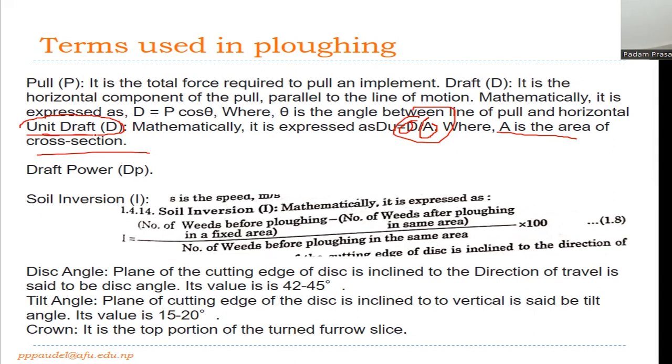the cross section area. Okay, thank you for your attention, and if you really like and easily understand these numerical problems, it will obviously help your final examination and your practical understanding.